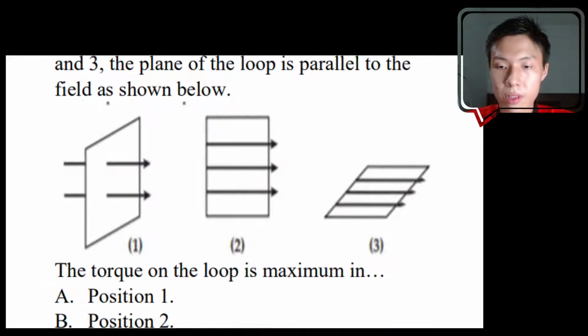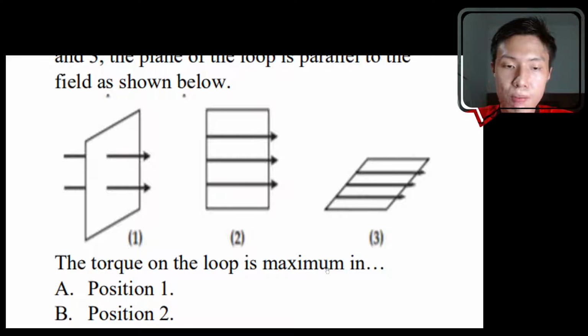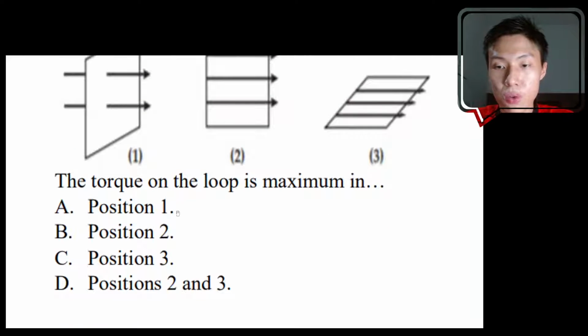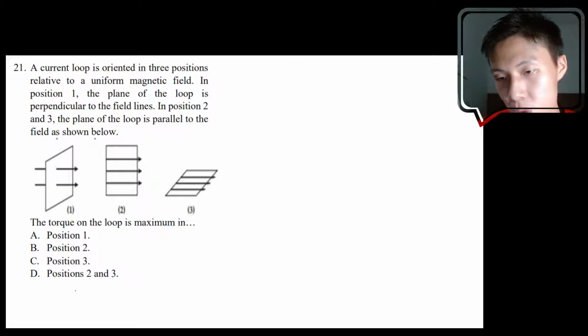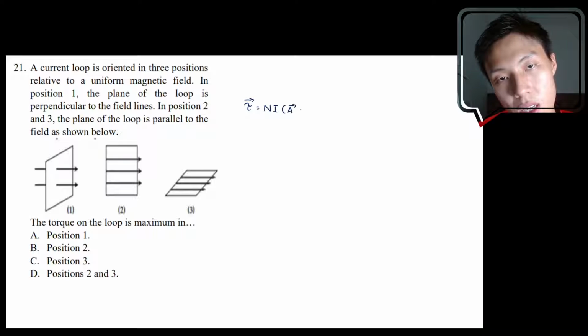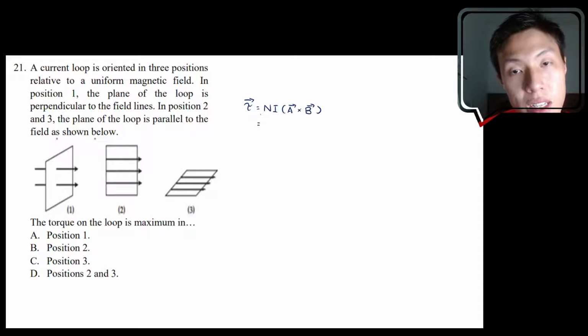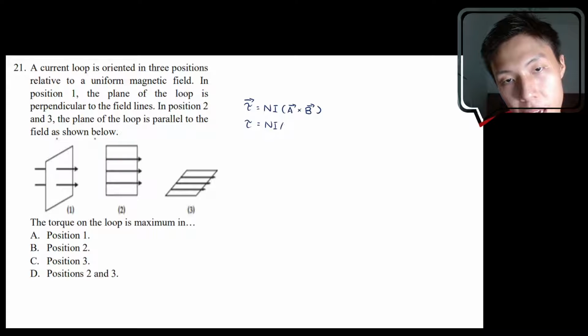Okay, the torque on the loop is maximum in which position? Position 1, position 2, position 3, or position 2 and 3. So this is the question they're asking for. You know that torque in a loop, the equation, okay, if you refer back to the vector equation, the torque is equals to NI, and you have your A cross B. Okay, then after that, if you break open it, then you get the magnitude to be NIAB sine theta.